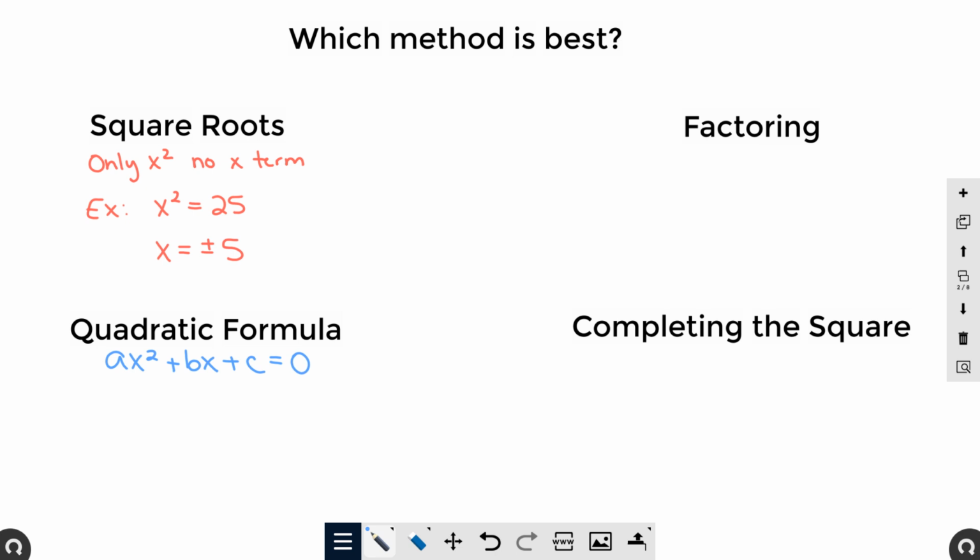And then we just plug into the formula, which means we need to sing. x equals, what's the song? Opposite of b, plus or minus the square root of b squared minus 4ac, all over 2a.